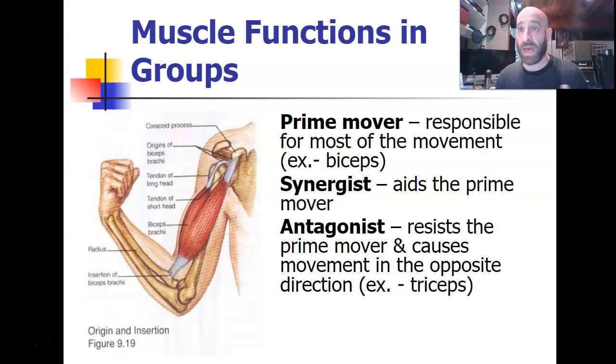So if I go to my leg, your quadriceps, so kick your leg out real quick. Your quadricep is what causes that to happen. And on the back of your leg are the hamstrings, and that is the antagonist to that motion.